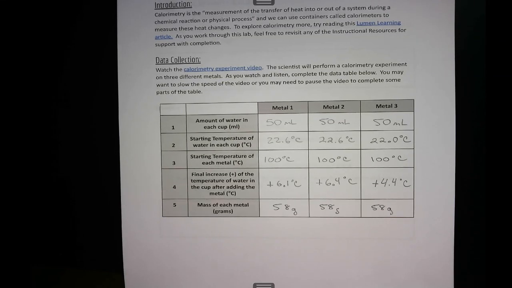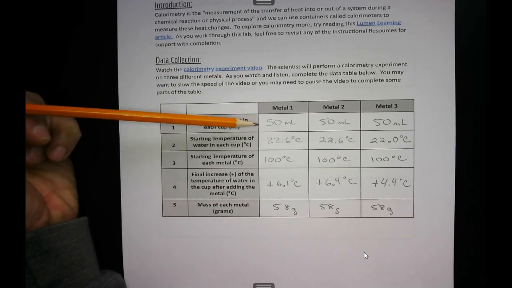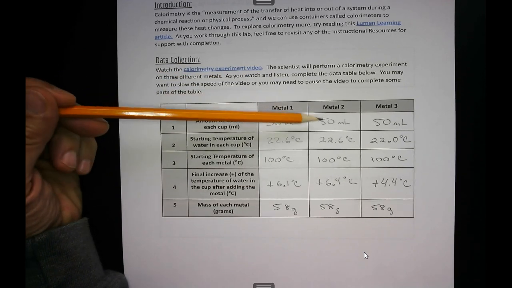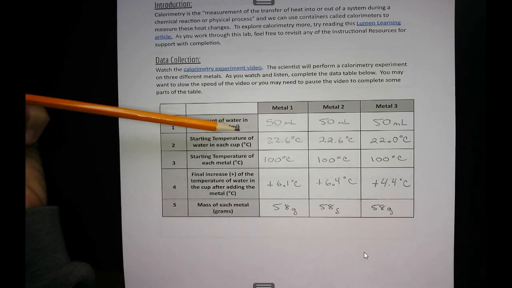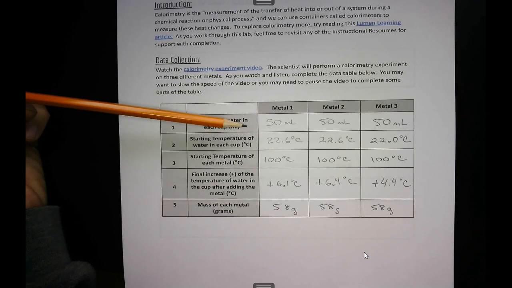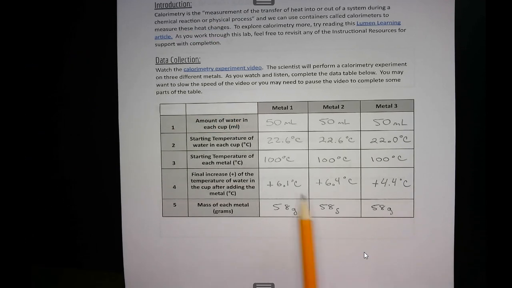Okay, folks, so let's take a look at the data table. This is the data that I got from the video. You see that each of the three containers has 50 milliliters of water, which is equivalent to 50 grams of water. They had starting temperatures, and this surprised me because they were a little different: 22.6, 22.6, and 22.0 for the third one. The starting temperature of each metal was 100 degrees Celsius.